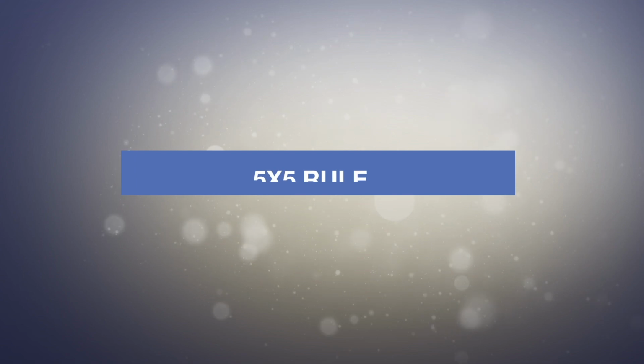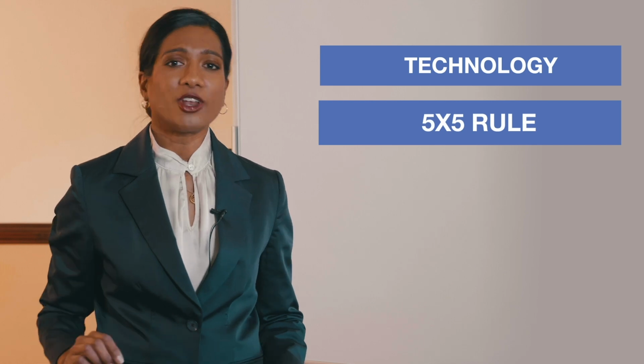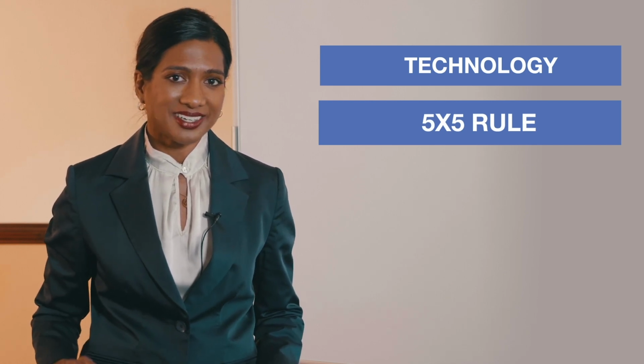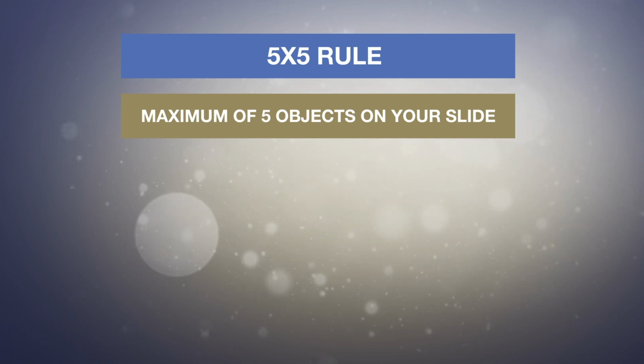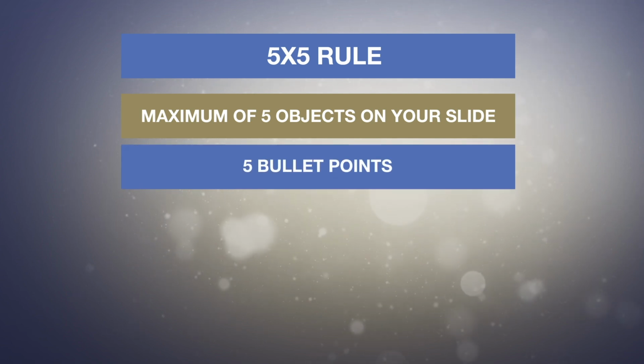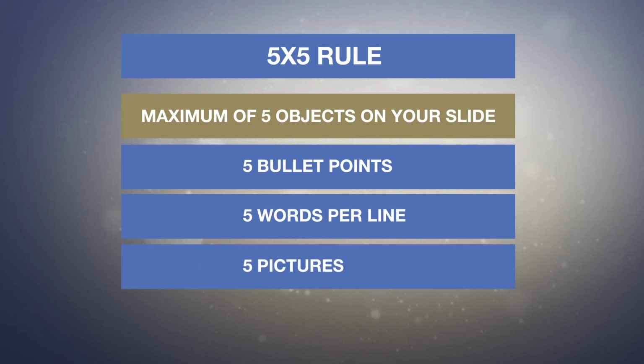Now there's a principle behind this exercise which is called the 5 by 5 rule. With the third slide, there's only 5 dots in there. And that tells me to tell you that as a presenter, you want to follow what is called the 5 by 5 rule. Having a maximum of 5 objects on your slide, which could be 5 bullet points, or 1 line at a time, but a maximum of 5 words per line, or a maximum of 5 pictures on your slide at any point in time.